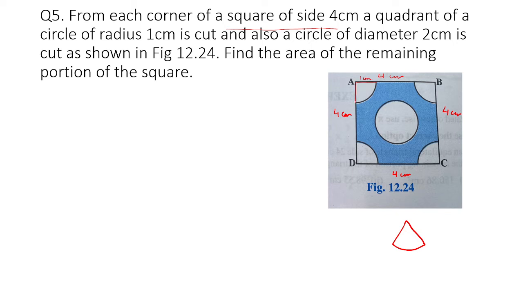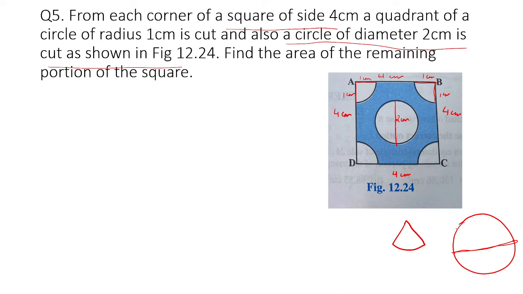So all of this is going to be 1 centimeter. This is 1 centimeter. This is the radius of a quadrant, 1 centimeter. Clear? That's the same thing for all the rest. Now they have given additional information that also a circle of diameter 2 centimeter is cut as shown. So they're talking about the diameter of this given circle, which is 2 centimeter. A diameter is usually like this, right? A diameter is from one end of the circle to the other end, right?